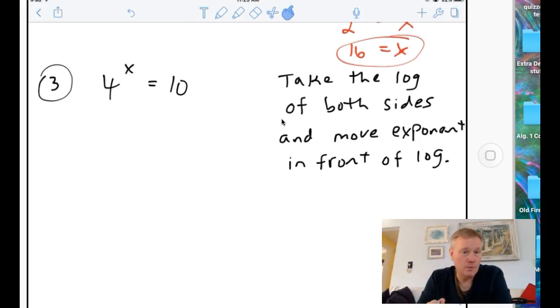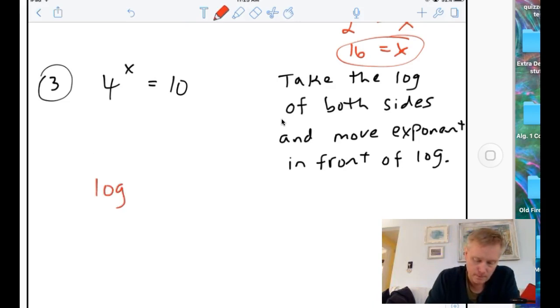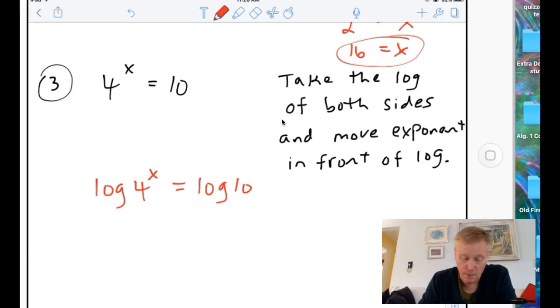So I'm going to take the log of both sides, and when I do that, I get the log of 4 to the x. I'm in base 10 because there's nothing written there, and the log of the other side, whoops, that's not supposed to be x, it's supposed to be 10, is also in base 10. All right, so I have the log of both sides.